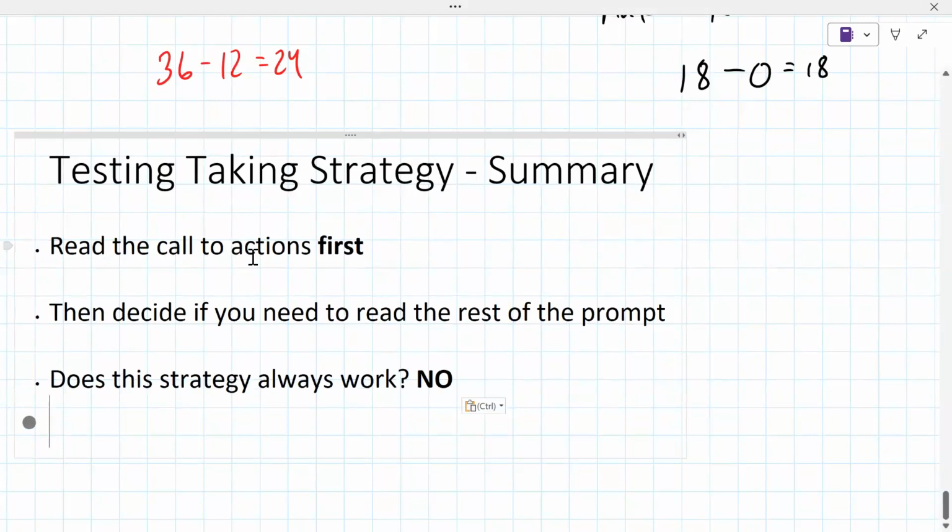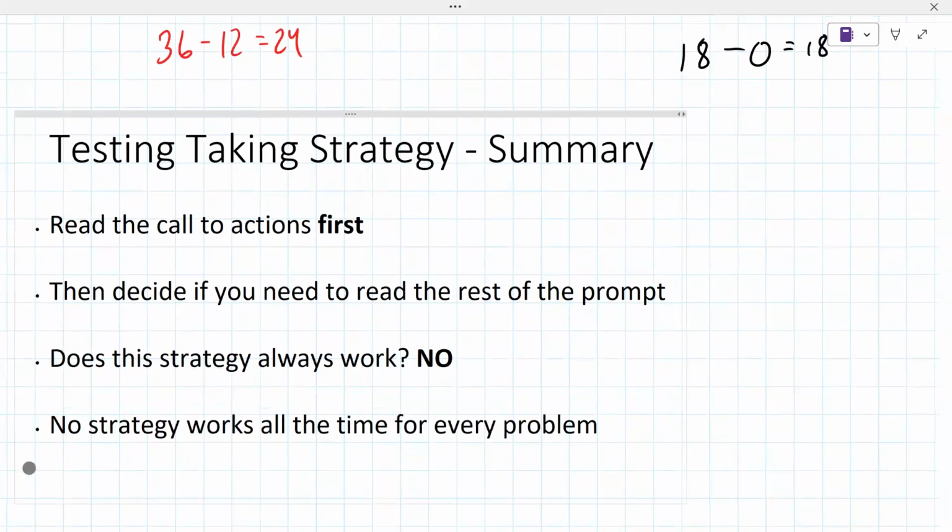Does this strategy always work? You will get the same answer to all the strategies. No, it doesn't always work, but it worked a lot of the time. And that's the point. No strategy will work for every problem. But it leads to the second test-taking strategy. We actually saw it a bit today, but we'll dive into that next week.